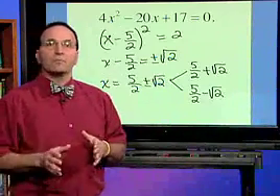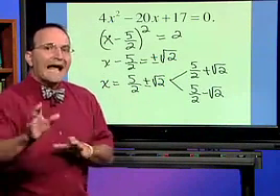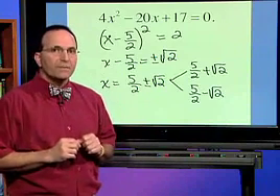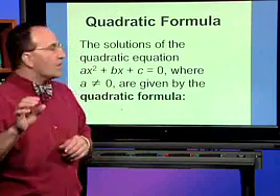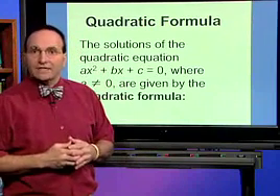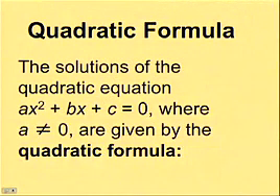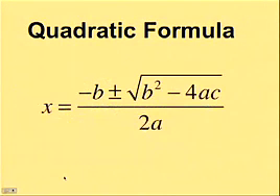So that's an example of where we used completing the square. We can actually formalize this procedure into something called the quadratic formula. The solutions of the quadratic equation ax squared plus bx plus c is equal to 0, where a doesn't equal 0, are given by the quadratic formula, which is x equals negative b plus or minus the square root of the quantity b squared minus 4ac, all of that divided by 2 times a.